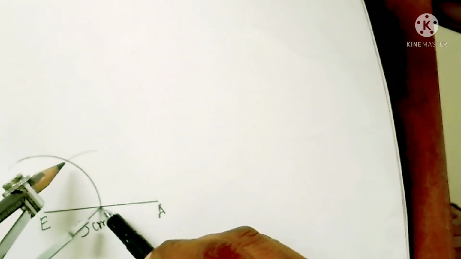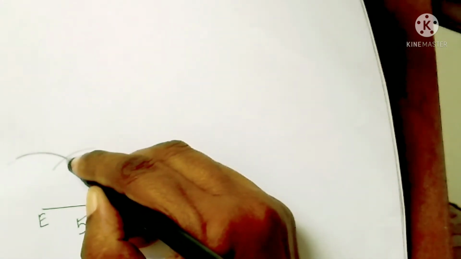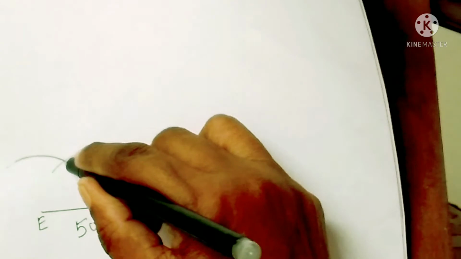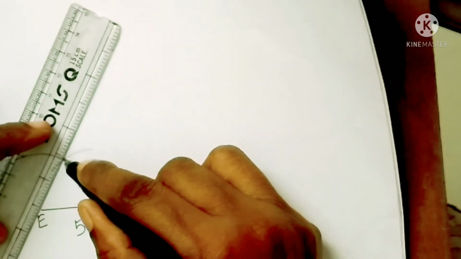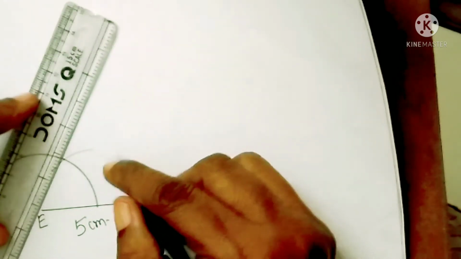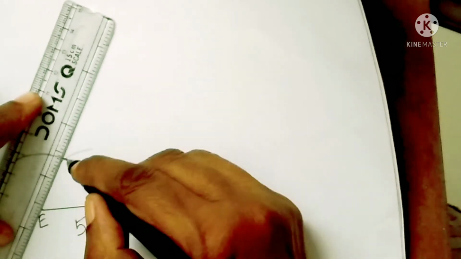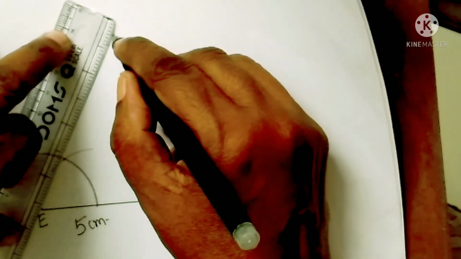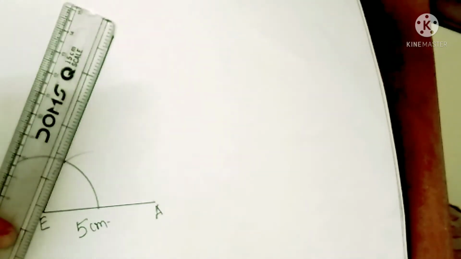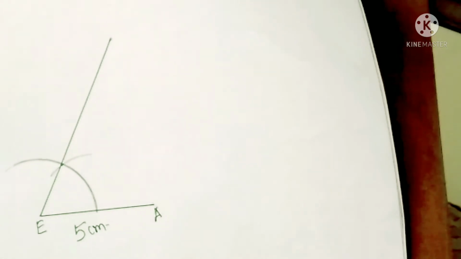Did you understand where to keep? On this point to keep the pointer and the same distance to take and draw arc. So here you got angle of 60 degree. So E to join to the point where you got 60 degree. Got it?